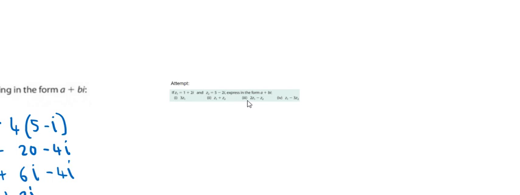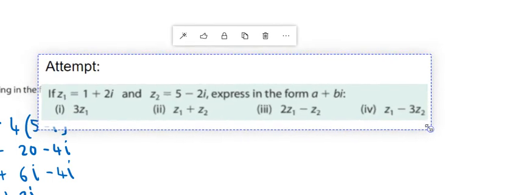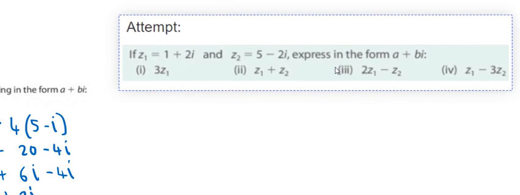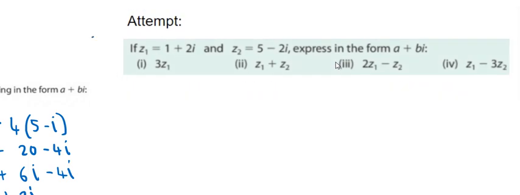So there's 4 different questions here then, if you just want to pause the video and have a go at the 4 of them. So z1 in this case is 1 plus 2i, and z2 is 5 minus 2i. So the first one anyway, all you have to do is just do 3 multiplied by z1, and z1 is just 1 plus 2i. So we're just going to do 3 times 1, which is 3, and 3 times 2i, which is 6i. So 3 plus 6i is our answer there.